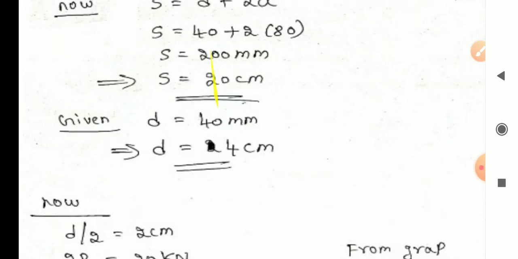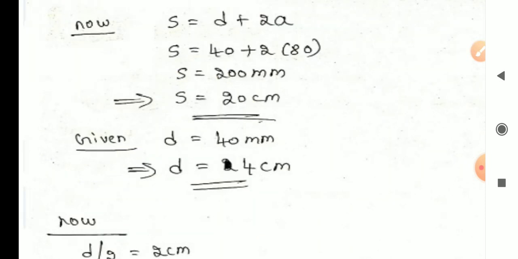Now S is equal to D plus 2A. D is given as 40 mm, plus 2 into A, which we already found as 80 mm. So S is equal to how much? 200 mm. So we are converting 200 mm to centimeter. That means 1 mm is divided by 10. So 200 by 10 is how much? S is equal to 20 centimeter. We are converting mm to centimeter.